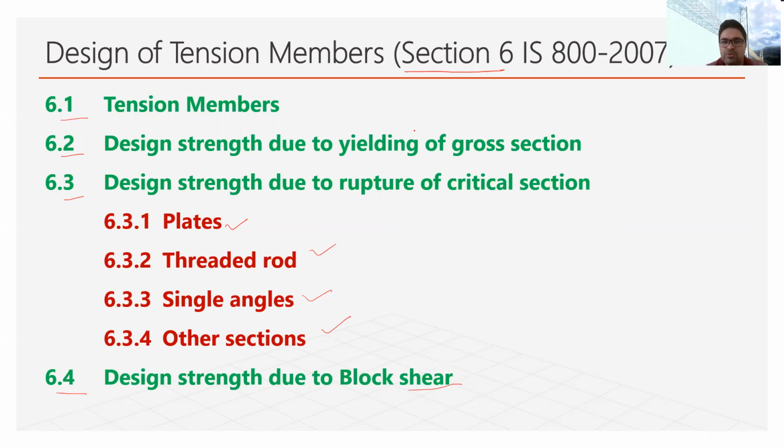So till now I have shown you how a member yields and how a member is ruptured due to the presence of holes, and yielding occurs in the gross section when there is no deduction of the hole. Now there is a third failure of the tension member, which is called block shear failure, and because of this we also try to find out the strength of the member in case of block shear. We will see what this block shear is, and then understand how we find the strength using the formula. I will be discussing all these four sections one by one.